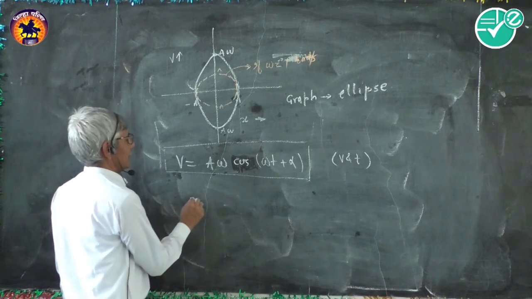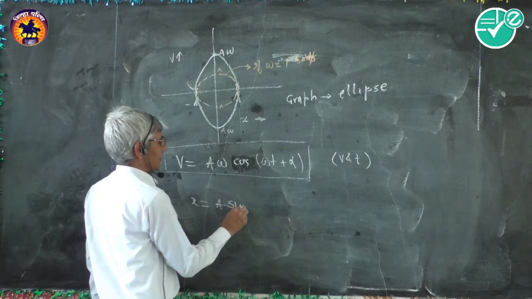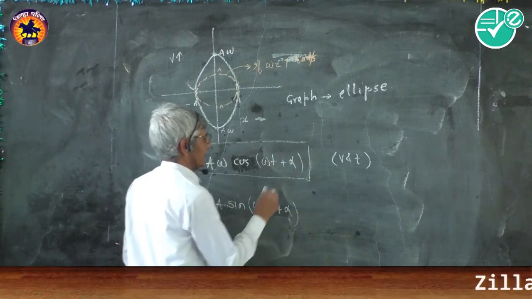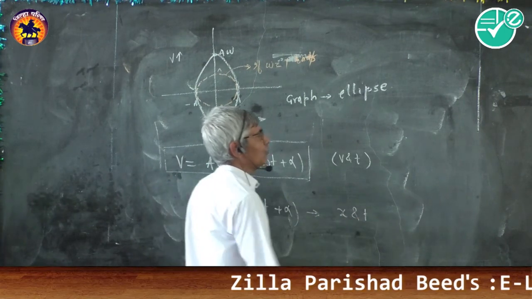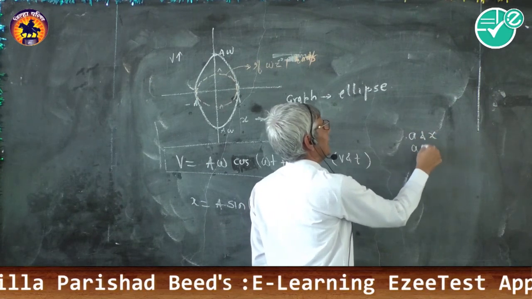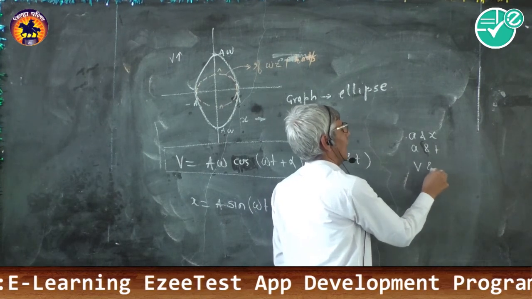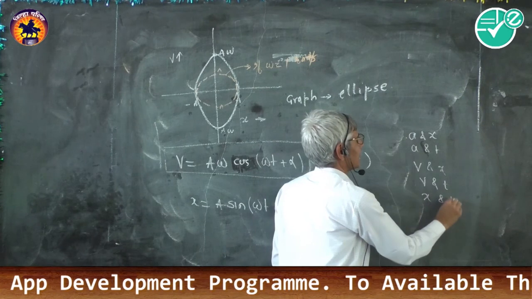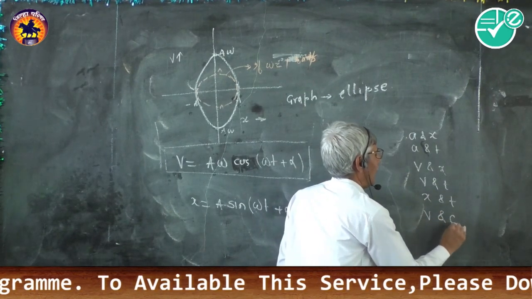And the third one is x equal to A sin of omega t plus alpha. So we have derived the relations between a and x, a and t, v and x, v and t, x and t. We can also have a relation between v and acceleration.